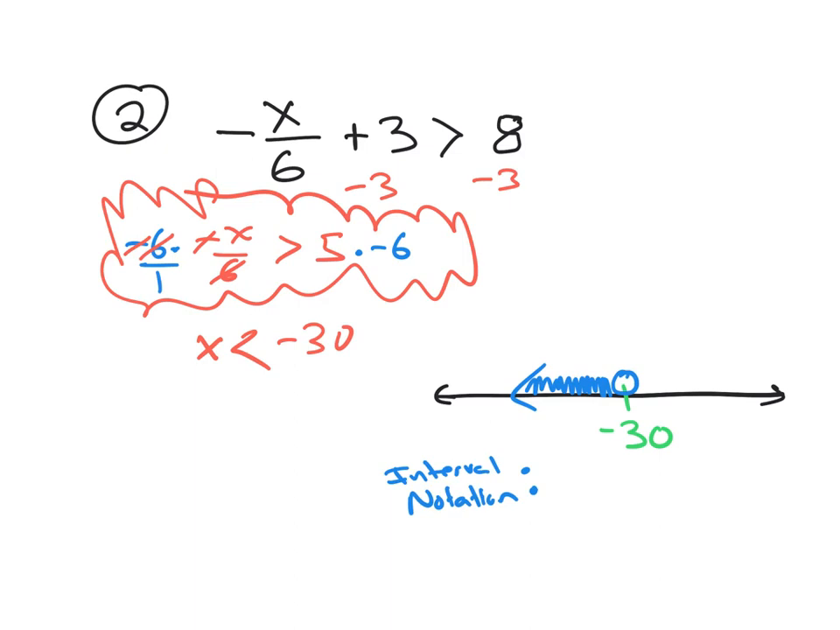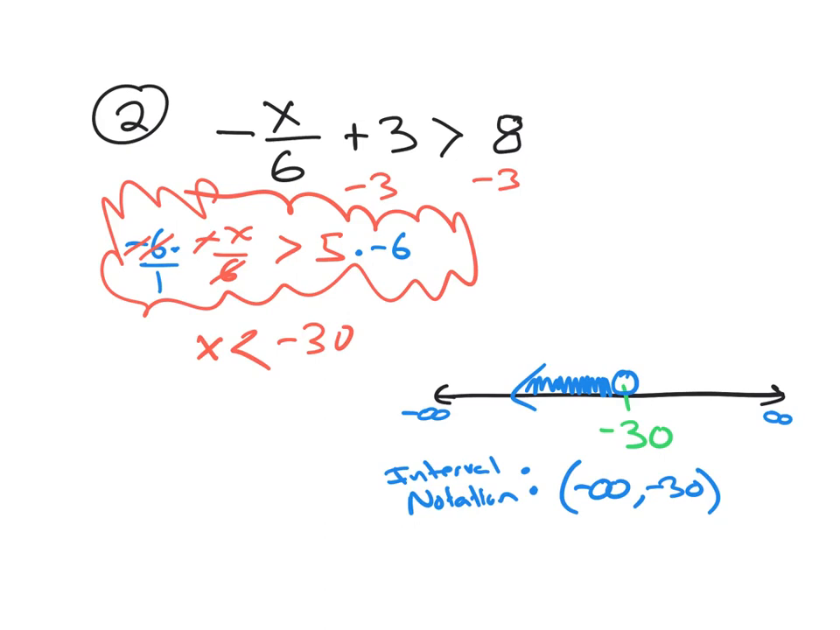To do that, I'm going to first label negative infinity and positive infinity on the number line. And then my shading, from left to right, starts at negative infinity. So I go parentheses negative infinity, comma, negative 30. And because it's an open circle, I get a parentheses at negative 30.